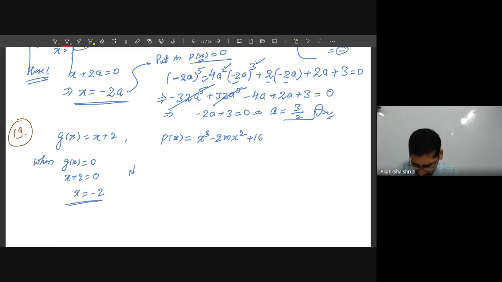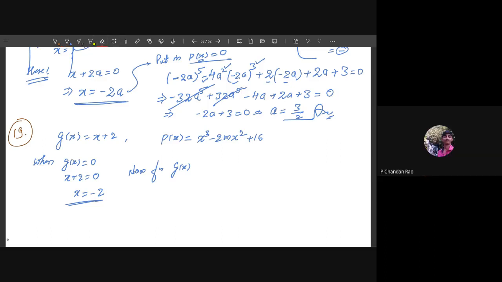Now, for p(x) to be divisible by g(x), write that.